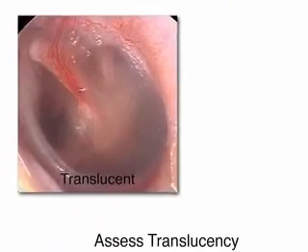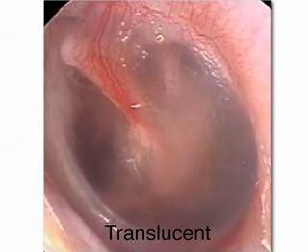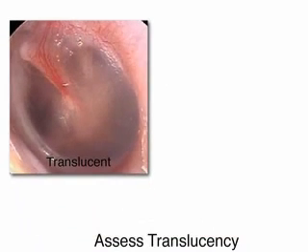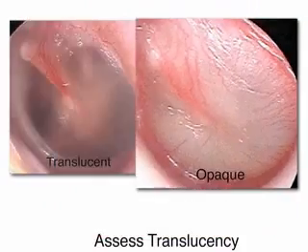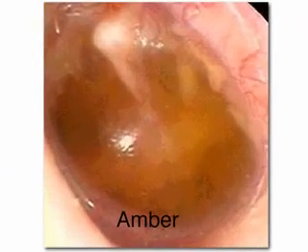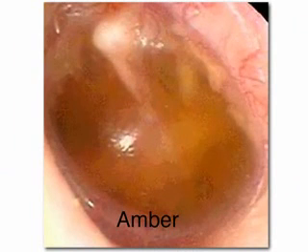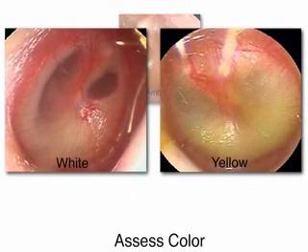Next, assess the translucency of the tympanic membrane. A translucent tympanic membrane has a ground glass appearance and allows visualization of the underlying middle ear structures. When middle ear effusion is present, the tympanic membrane appears opaque and visualization of middle ear landmarks is impaired. Assess the color of the tympanic membrane. Although color alone is not diagnostic, an amber color usually indicates the presence of otitis media with effusion. White or yellow discoloration may be seen in both acute otitis media and otitis media with effusion.